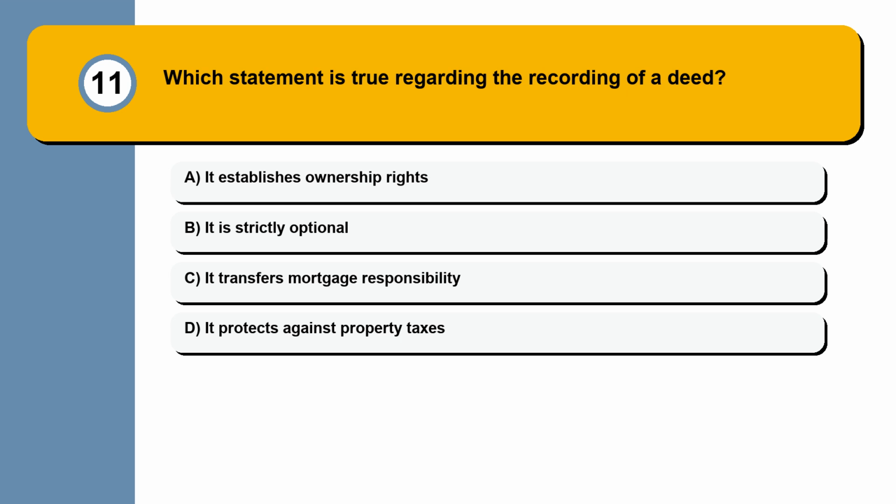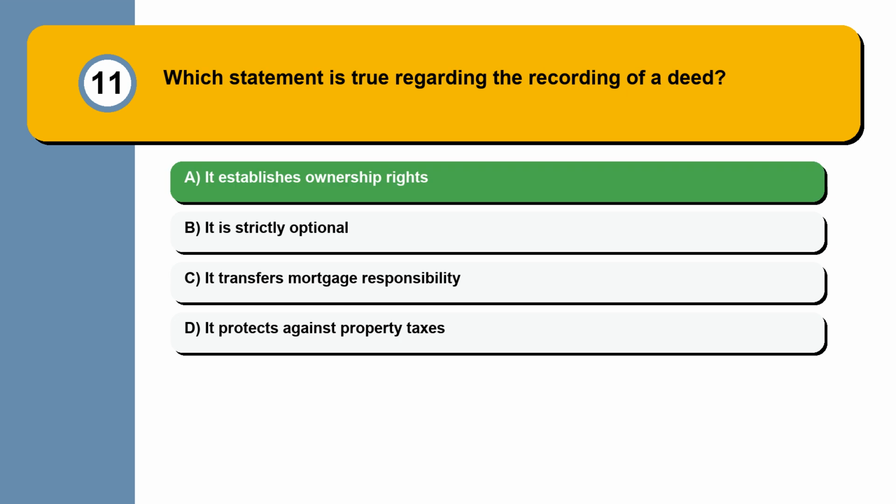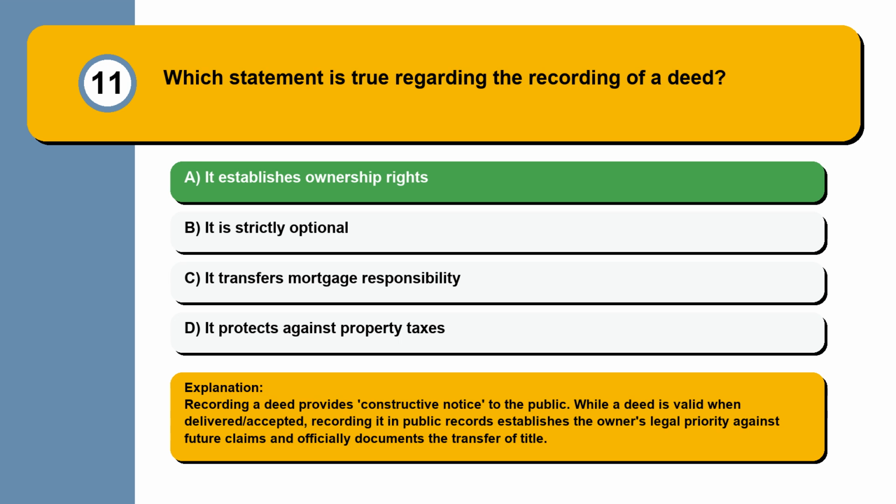Question 11. Which statement is true regarding the recording of a deed? It establishes ownership rights. It is strictly optional. It transfers mortgage responsibility. It protects against property taxes. Recording a deed provides constructive notice to the public. While a deed is valid when delivered/accepted, recording it in public records establishes the owner's legal priority against future claims and officially documents the transfer of title.